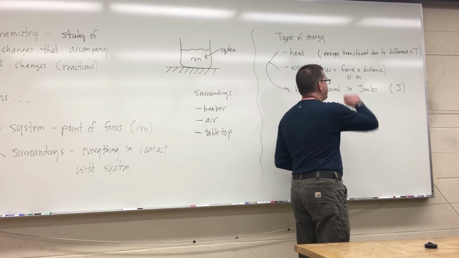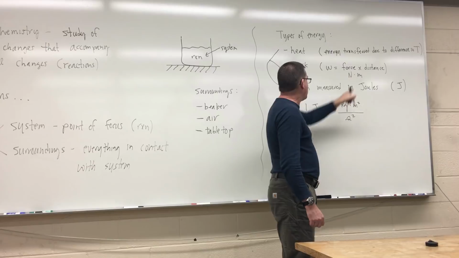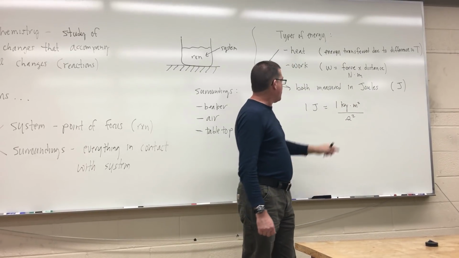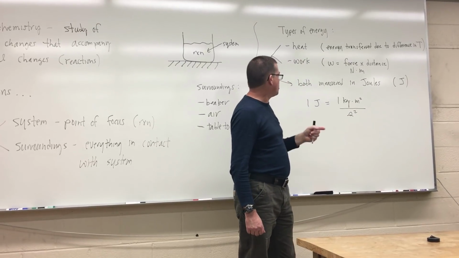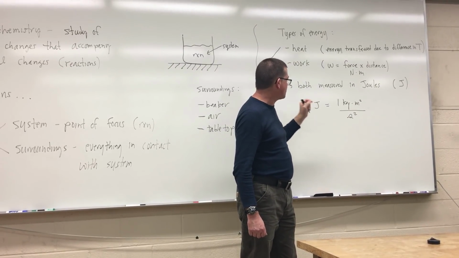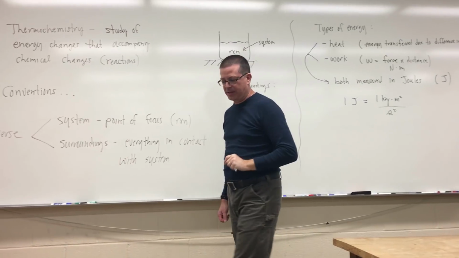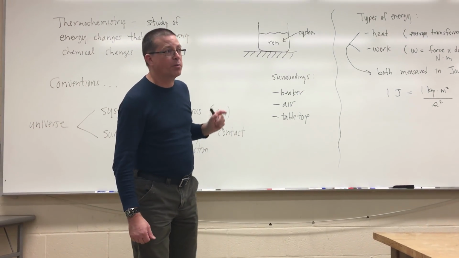If I break a newton down into its common SI units and put the meters in there as well, I'm going to get kilograms times meters squared per second squared. And remember, a newton is a kilogram meter per second squared. I think we talked about that back in the gas law chapter when we dealt with pressure.